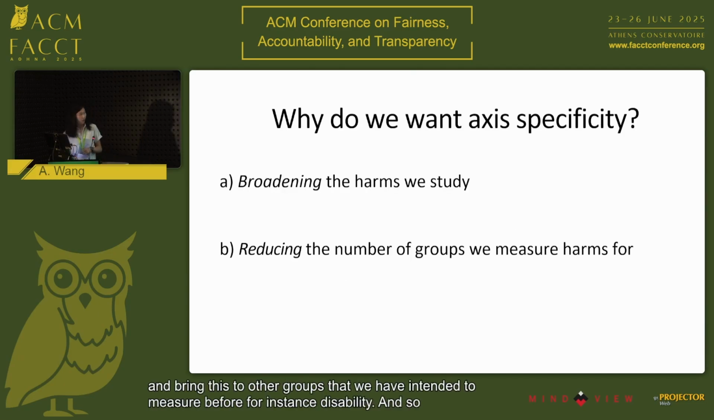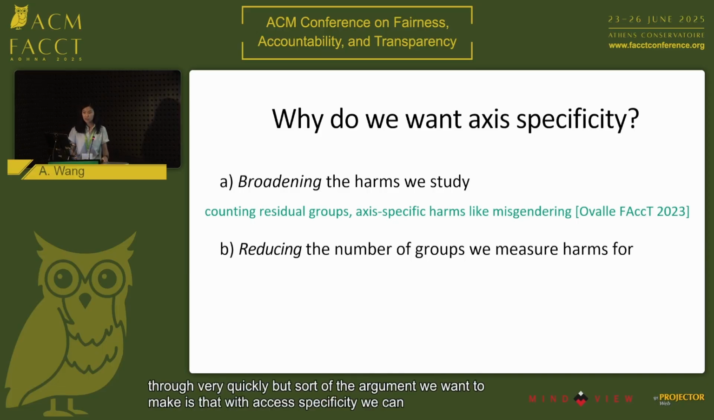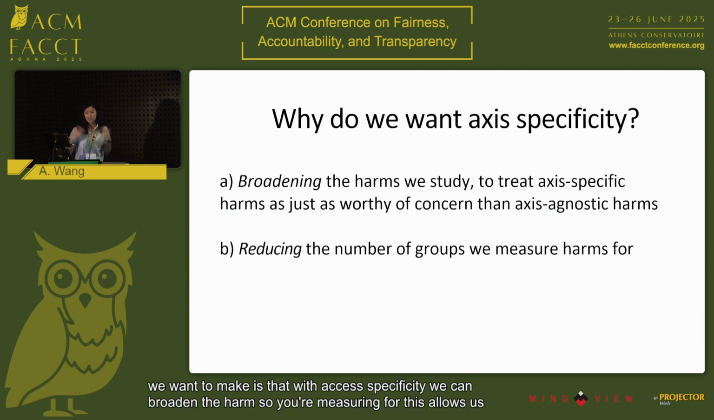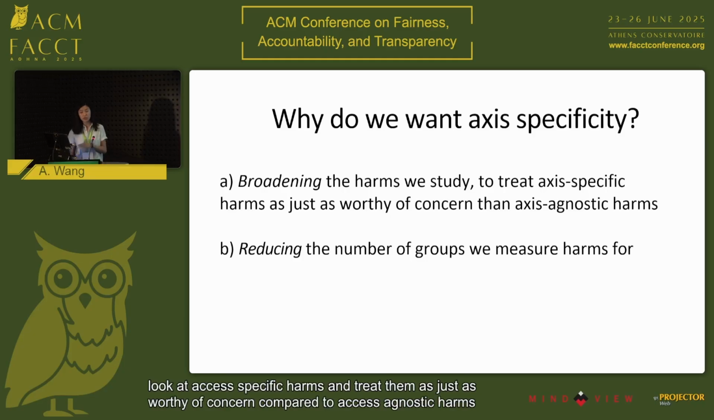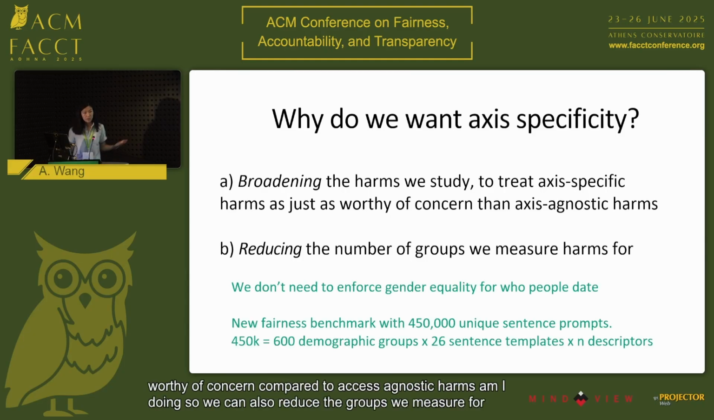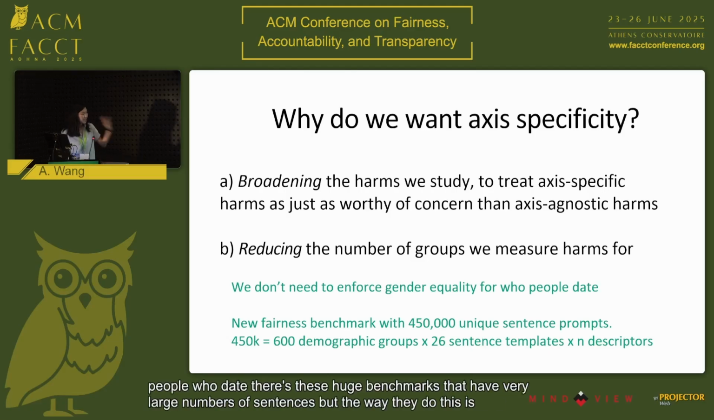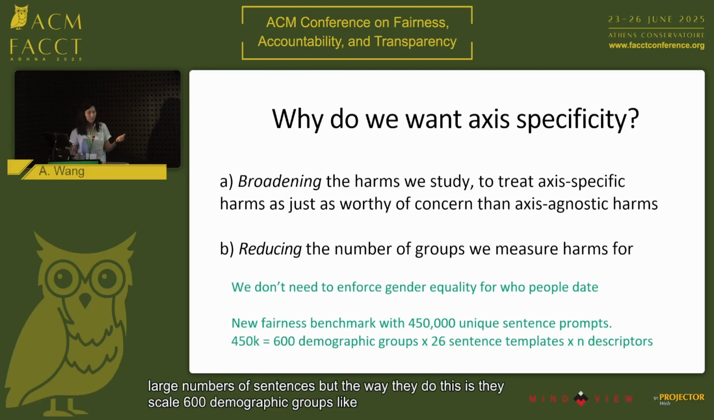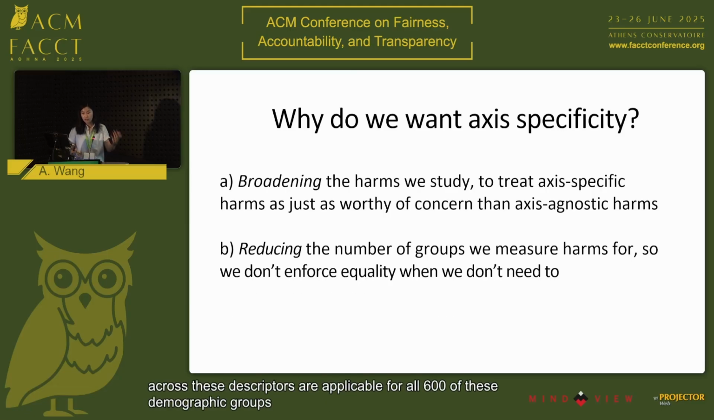And so I'll go through very quickly, but the argument we want to make is that with axis specificity, we can broaden the harms we're measuring for. This allows us to look at axis-specific harms and treat them as just as worthy of concern compared to axis-agnostic harms. And by doing so, we can also reduce the groups we measure for. So since we don't need to enforce things like gender equality for people who date, there are these huge benchmarks that have very large numbers of sentences, but the way they do this is they scale 600 demographic groups by 26 sentence templates and n number of descriptors. But it's very unlikely all the harms across these descriptors are applicable for all 600 of these demographic groups. And so instead, if we reduce this, we don't have to enforce inequality when we don't need to. Thank you.